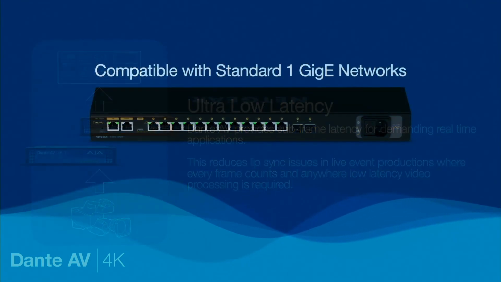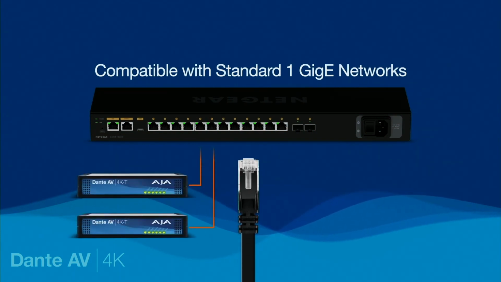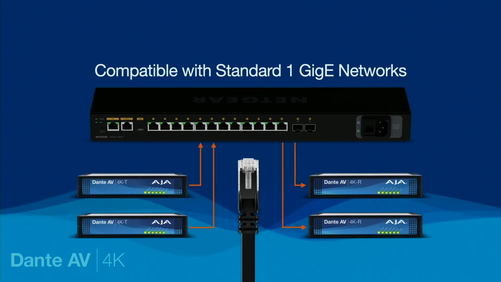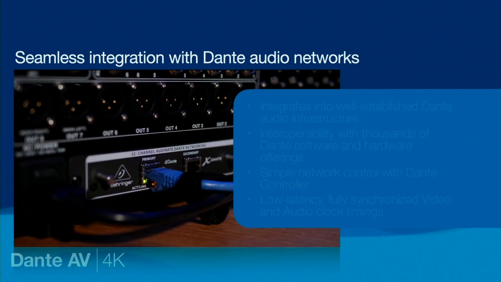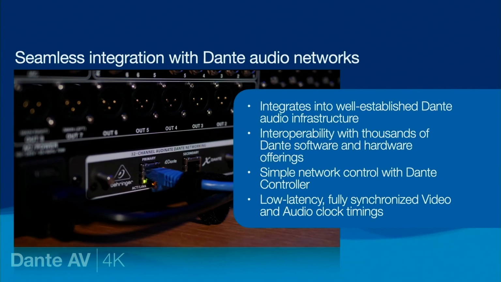Yeah. And it's compatible with standard 1 gig Ethernet networks. So if you already have a Dante audio setup, it's going to be based on off-the-shelf 1 gig stuff. Nothing crazy or proprietary here. And so one-to-many, one-to-one, you name it, that's the beauty of IP, it allows you to have this capability. And it just does have the seamless integration with the Dante audio infrastructure that's already out there.